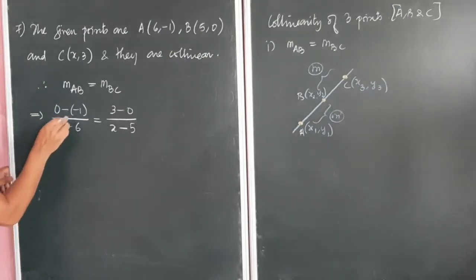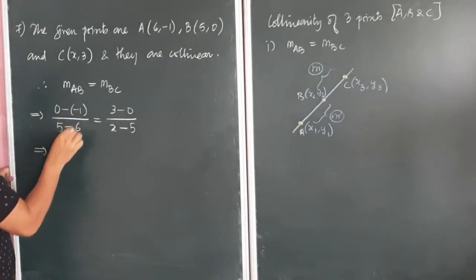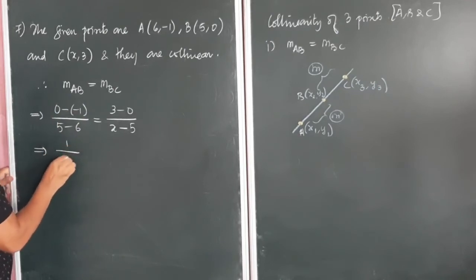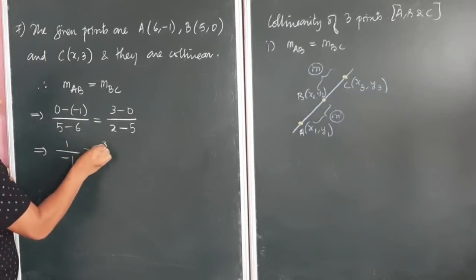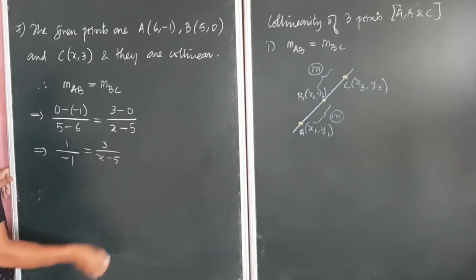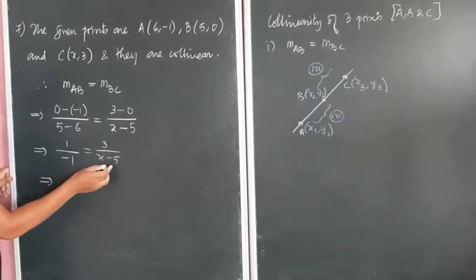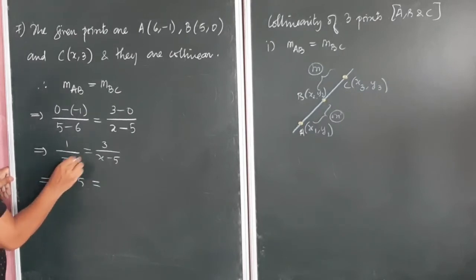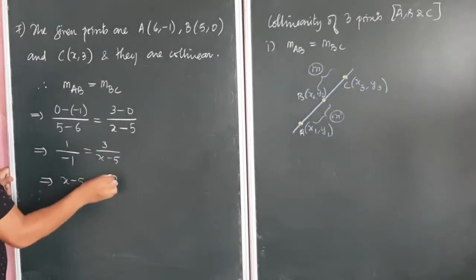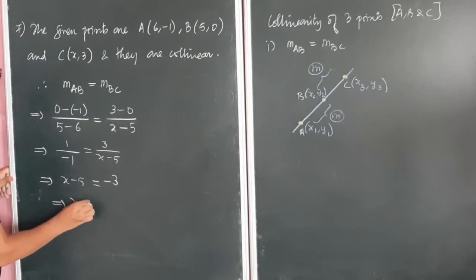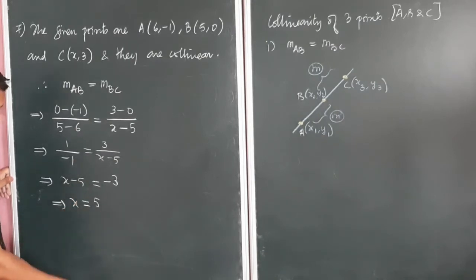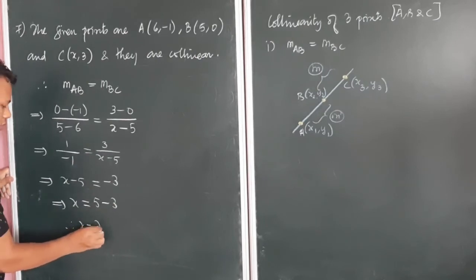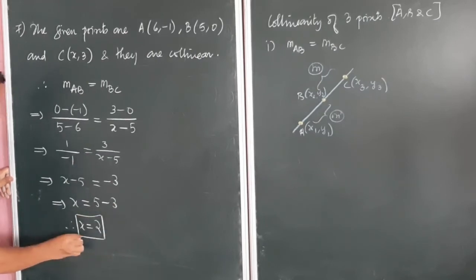So this is minus into minus is plus 1, right, divided by minus 1 equals 3 into x minus 5. Okay, so from here let's do cross multiplication. So we have x minus 5 into 1 is x minus 5 equals minus 1 into 3 is minus 3. Take this 5 over there, so you have x equals 5 minus 3. So therefore what is the value of x? The value of x turns out to be 2. So you may pause the video to note down.